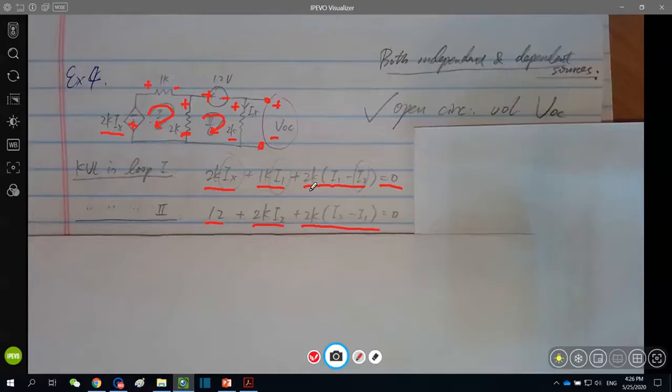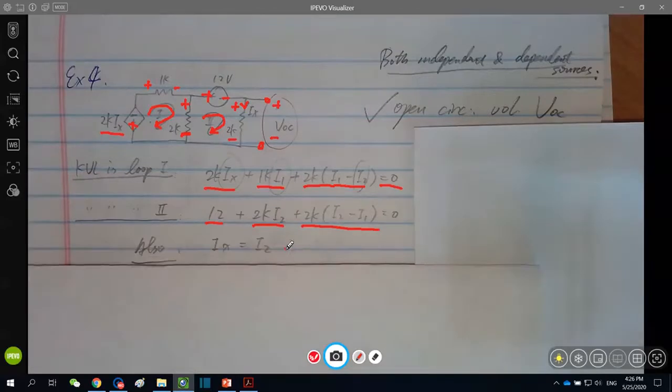And it is very clear that IX here is nothing but I2, as our third equation. Or you can feel free to write I2 in terms of Ix directly, so that you don't need to have the third equation. So I1, I2, and Ix: three equations, three unknowns. So we can find all of them.